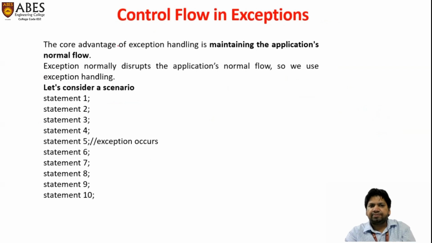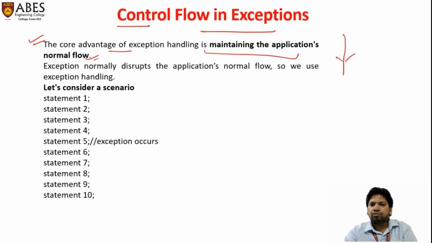The control flow of exception. The core advantage of exception handling is maintaining the application's normal flow. As I discussed, the biggest problem is maintaining the control flow of the program that is running, because many times exceptions come. It will hamper the next executions in the program. For example, an exception normally disturbs the application, as I discussed, the normal flow, and we handle the exceptions. When a disturbance comes in the program, we correct it through exception handling.